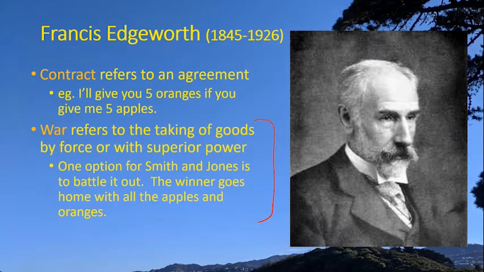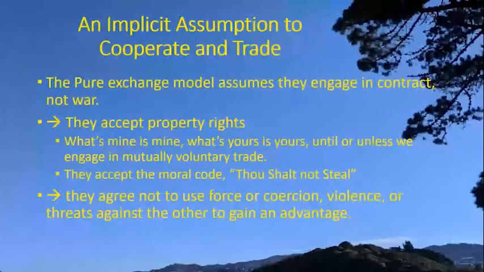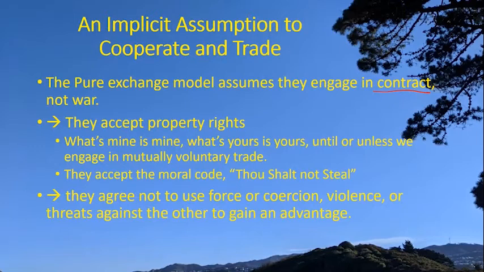We're assuming that Smith and Jones agree not to battle it out, or not to engage in war, but to engage in mutually voluntary trade. So what I want to suggest here is that there's an implicit assumption about cooperation in trade. The pure exchange model assumes at the start that they're going to engage in contract and not in war. And that means the following, which is very, very important, or critical. They accept property rights of the others.